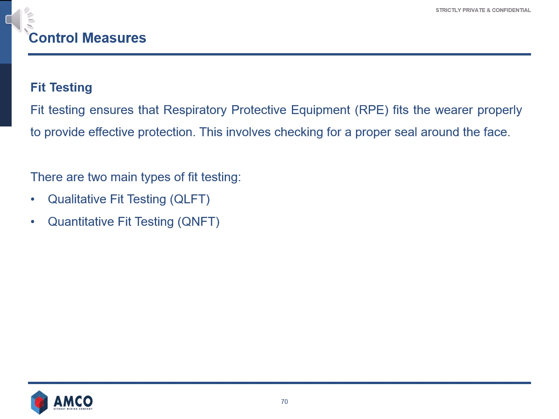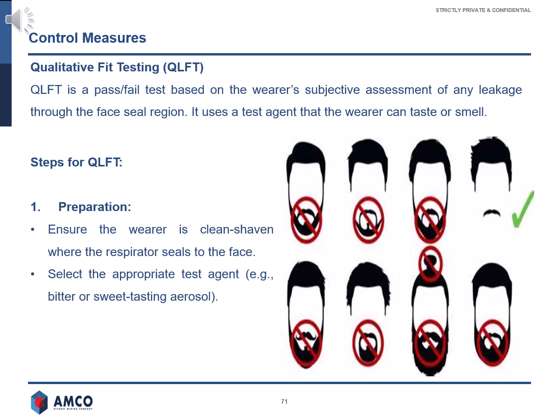There are two main types of fit testing: qualitative fit testing, QLFT. Quantitative fit testing, QNFT. Qualitative fit testing, QLFT. QLFT is a pass/fail test based on the wearer's subjective assessment of any leakage through the face seal region. It uses a test agent that the wearer can taste or smell. Steps for QLFT. 1. Preparation. Ensure the wearer is clean-shaven where the respirator seals to the face. Select the appropriate test agent, e.g., bitter or sweet-tasting aerosol.